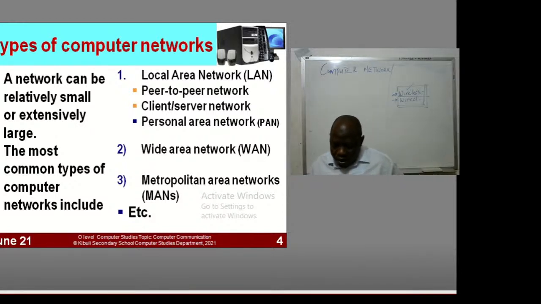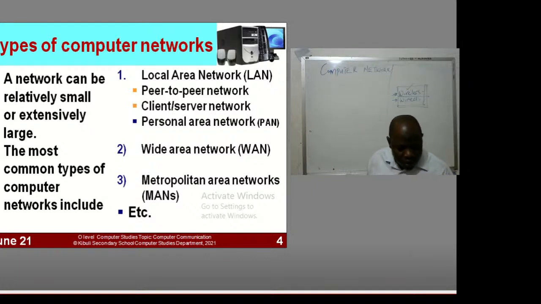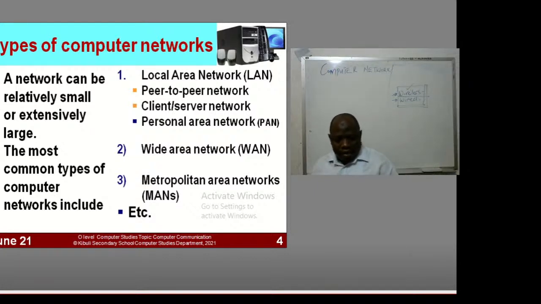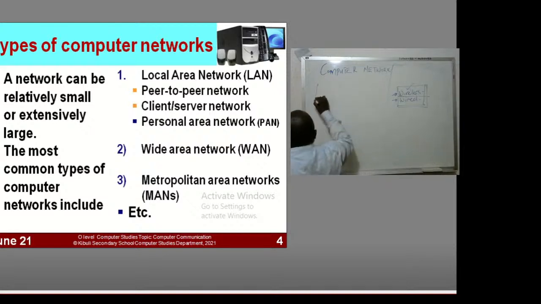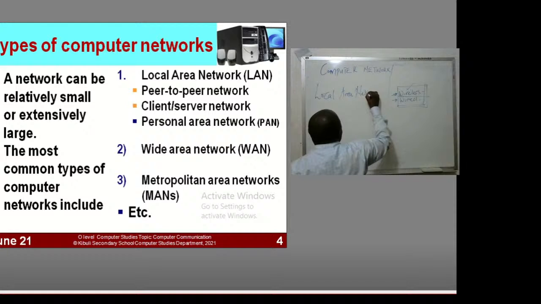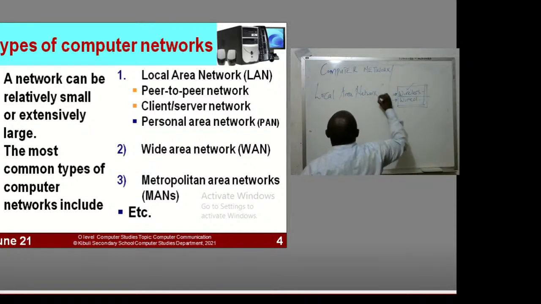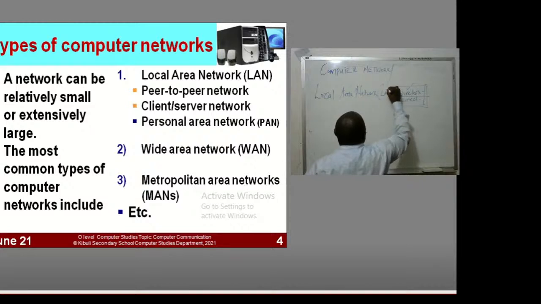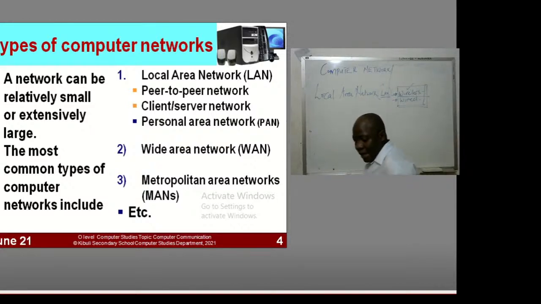We want to see some of the most common types of networks. The first one we have is what we call the local area network. As you hear the word, local area, as you are seeing in that slide, local area network. In most cases we talk about it as LAN. Most of you take it as LAN, and you write it in your exams as LAN. You are not supposed to write it in short. You are supposed to write it in full. So it is local area network.